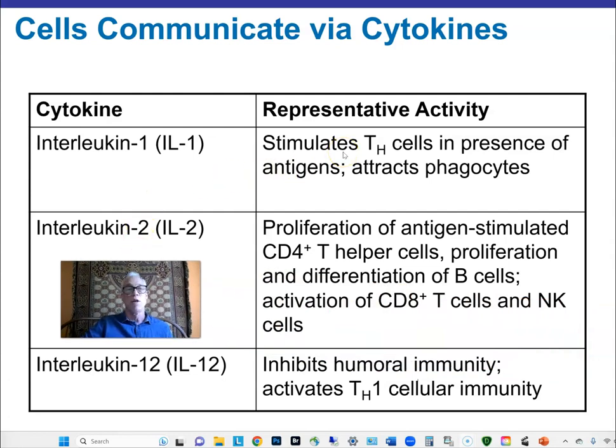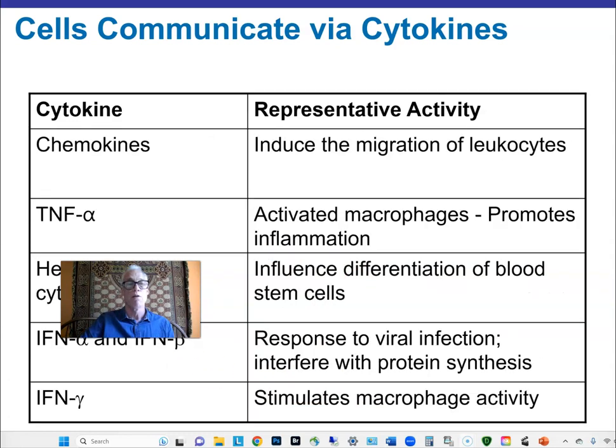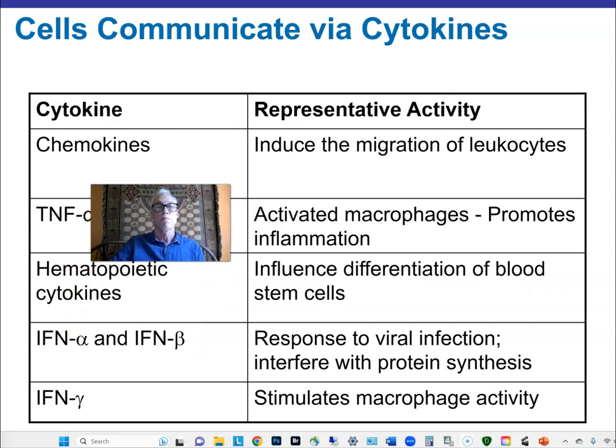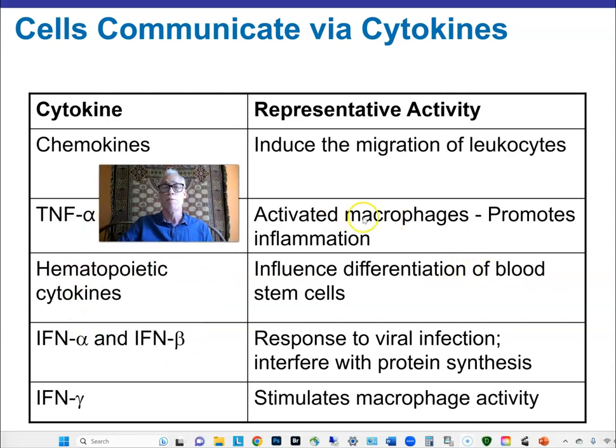Interleukin-1 is a major inflammatory cytokine released by activated macrophages. They also release tumor necrosis factor alpha. Interleukin-2 is released by helper T cells to activate the proliferation of B cells and cytotoxic T cells. IL-12 activates Th1 responses, gamma interferon, and so forth. TNF-alpha, again, released by activated macrophages, promotes inflammation.